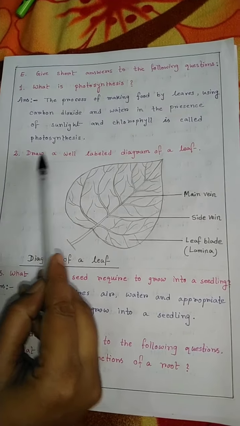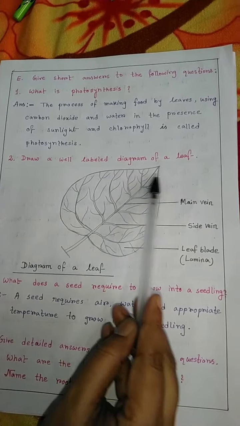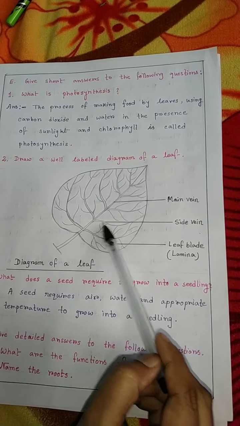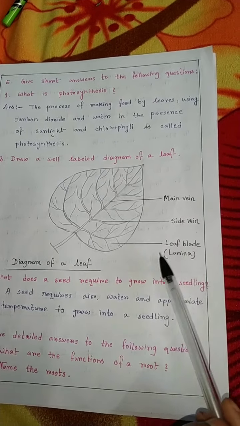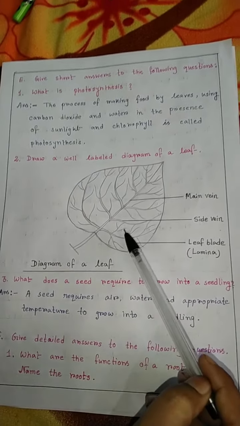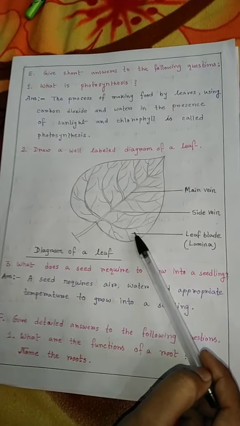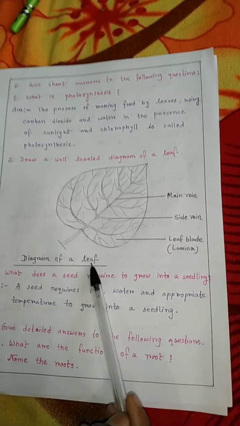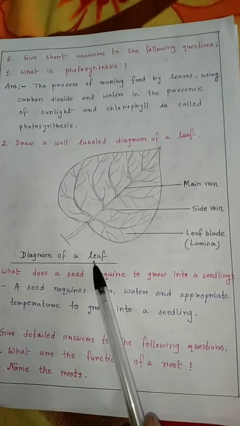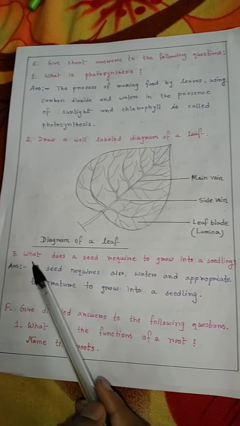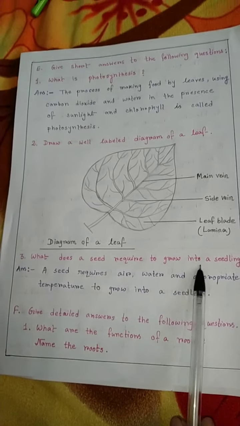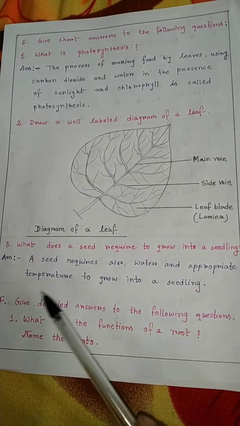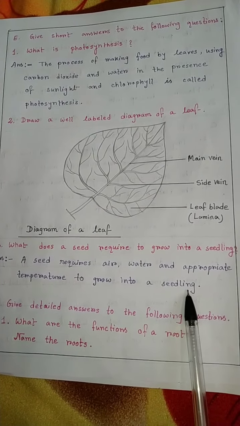Question 2. Draw a well-labeled diagram of a leaf. Draw this leaf and label them. This is main vein, this is side vein and this is leaf blade or lamina. Okay, draw it in the white page of your EVS notebook. But don't use sketch pen or pen. Use only pencil. Question number 3. What does a seed require to grow into a seedling? A seed requires air, water and appropriate temperature to grow into a seedling.